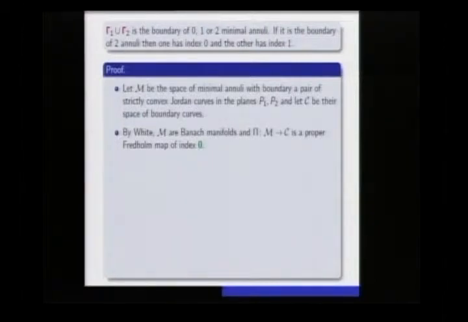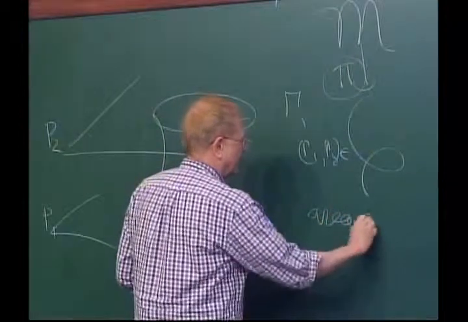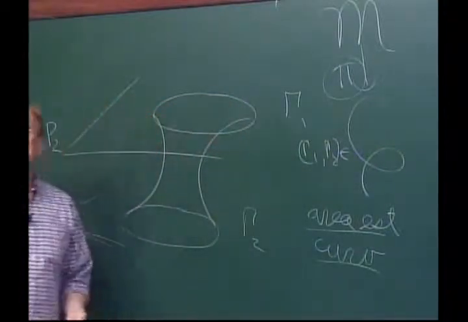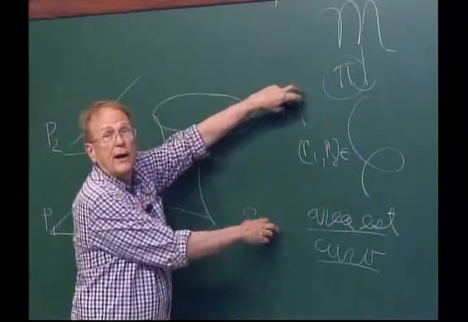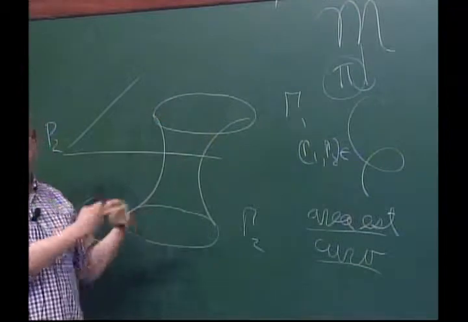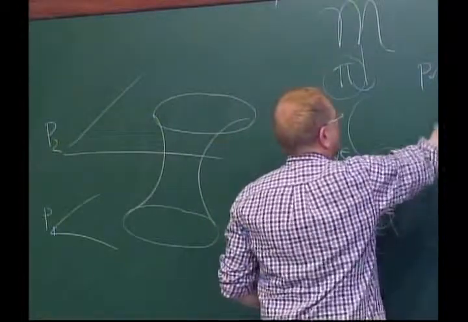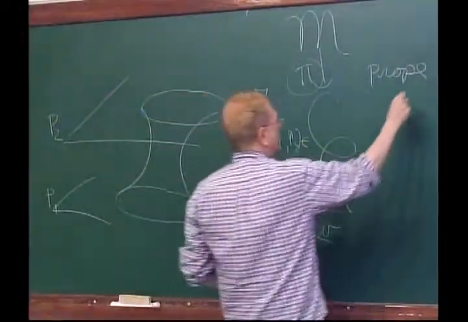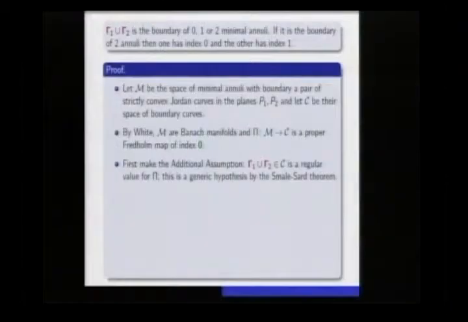And you have curvature and area estimates for these surfaces. Okay, so we have area estimates, we have curvature estimates, and that gives us compactness. So if you fix the curves, or you have a sequence of these curves converging to another pair, and you have a sequence of the minimal examples, you have a subsequence converging. So this mapping here is proper. It turns out to be proper. So if I take a compact set of curves here, the preimage is going to be compact there. Okay? And some other properties: this map is a Fredholm map of index 0.